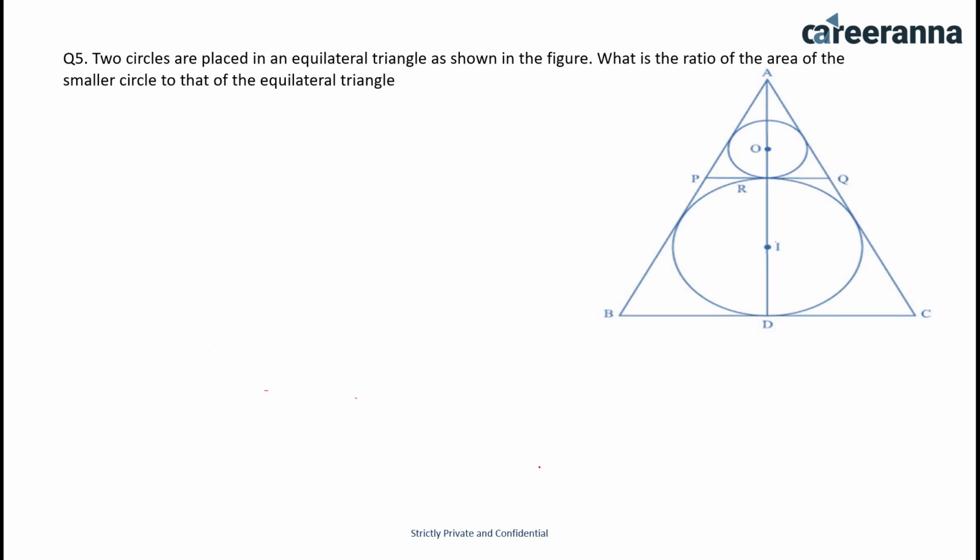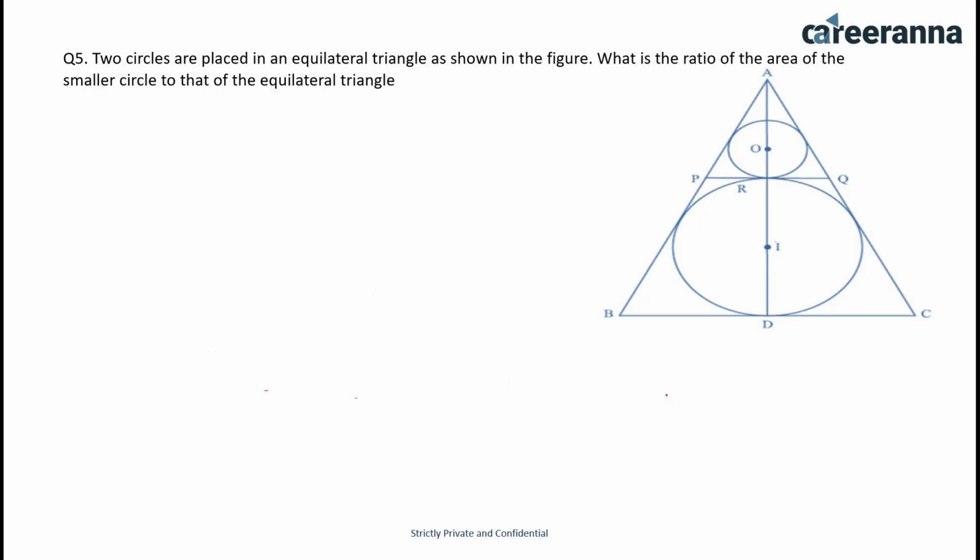Two circles are placed in an equilateral triangle as shown in the figure. What is the ratio of the area of the smaller circle to that of the equilateral triangle? So in my video related to triangles, I've described how inradius and circumradius and exradius can be derived. So I'm not going to discuss that part in this video. So we'll directly solve this question using the inradius concept.